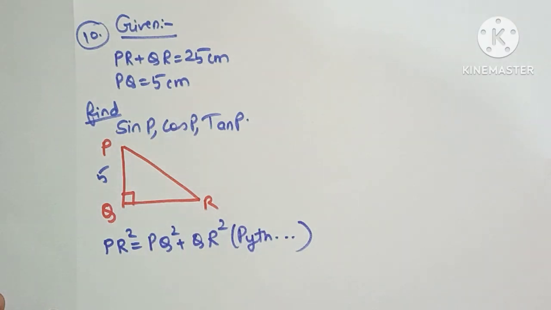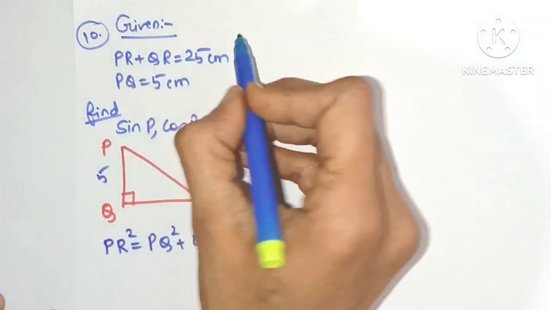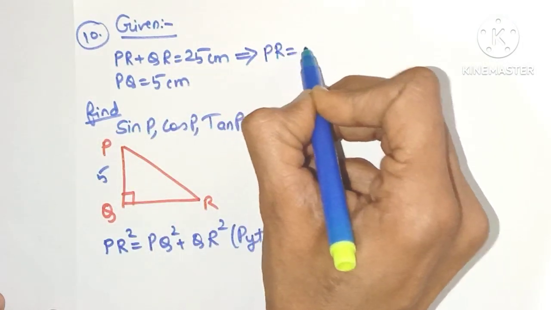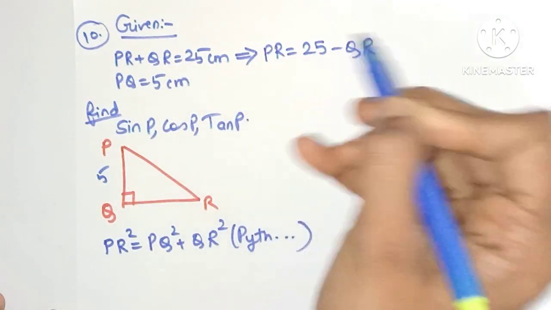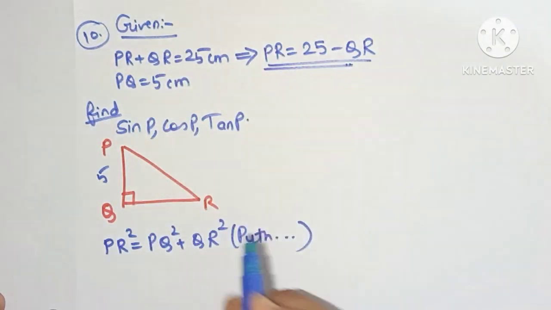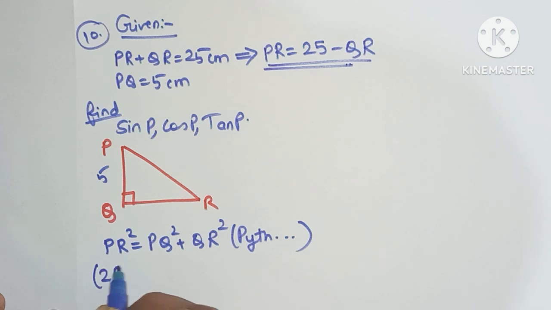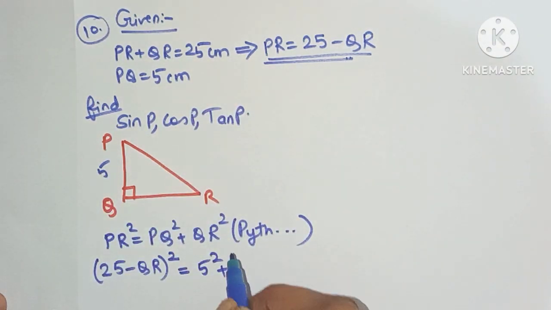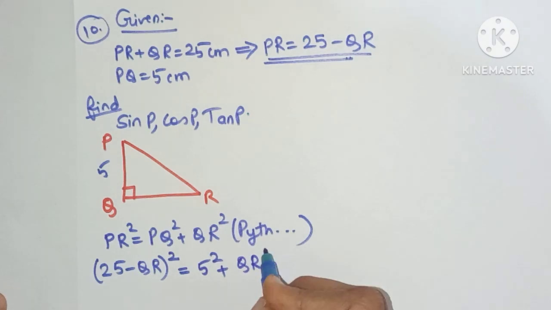Now PR square, I don't know, but if PR plus QR is 25, can I say that PR is 25 minus QR? I just brought the QR to the other side. Yes, this is correct. So instead of PR, let me write this as 25 minus QR. Remember friends, this is the whole square. These both terms are getting squared, equal to PQ, which I know as 5, squared, plus QR square, which I don't know, so I just leave it as it is.